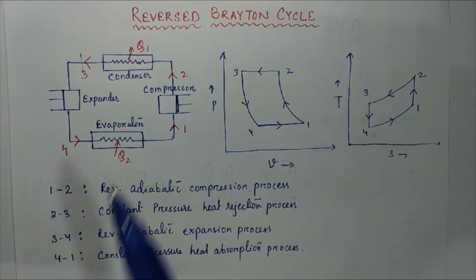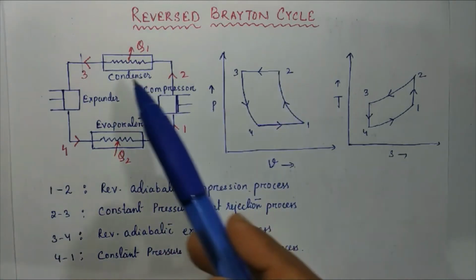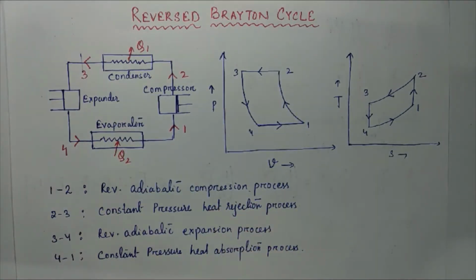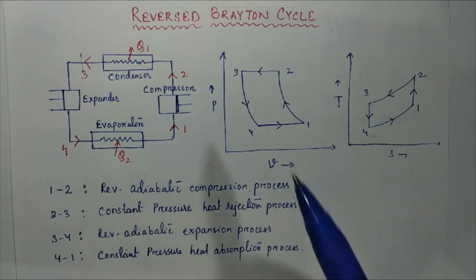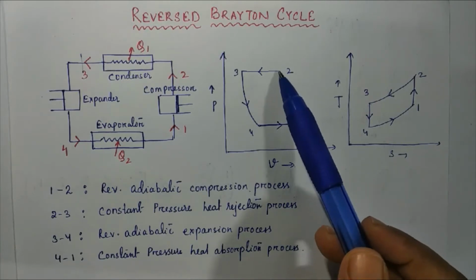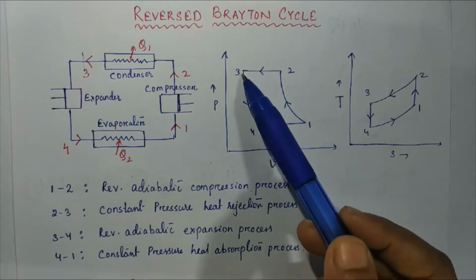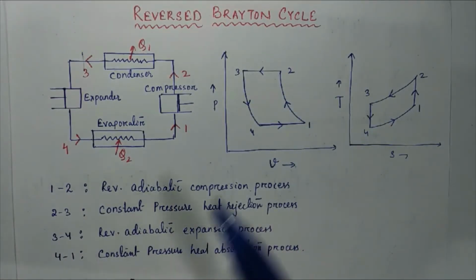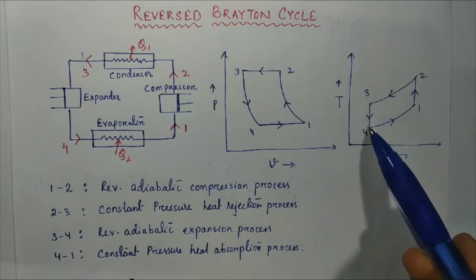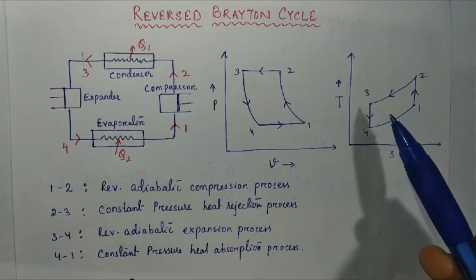Next we consider the 2 to 3 process, that is for the condenser, where the heat rejection process takes place and that must be at constant pressure. In the PV diagram, it is clearly visible that this will be a constant pressure process. It means P2 is equal to P3. Next is the 3 to 4 process, that is for the expander. Within the expander, the process that takes place is a reversible adiabatic expansion process. During this process, again the entropy remains constant. That is clearly visible in the TS diagram.